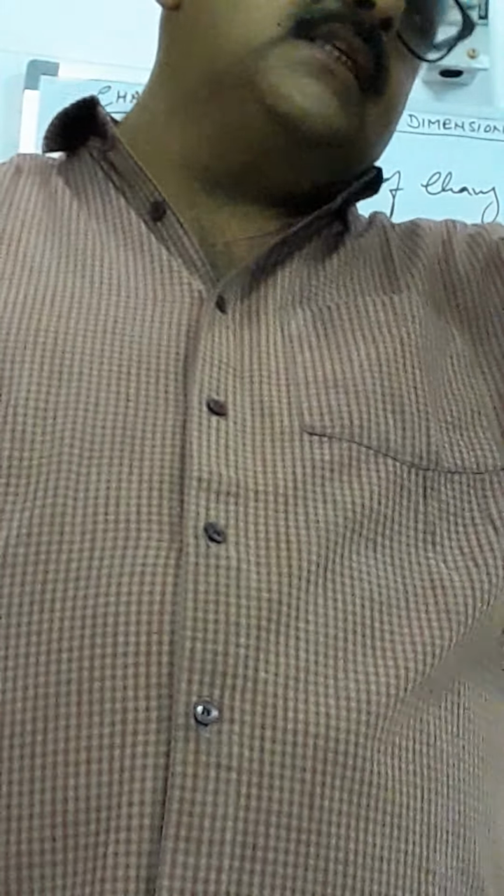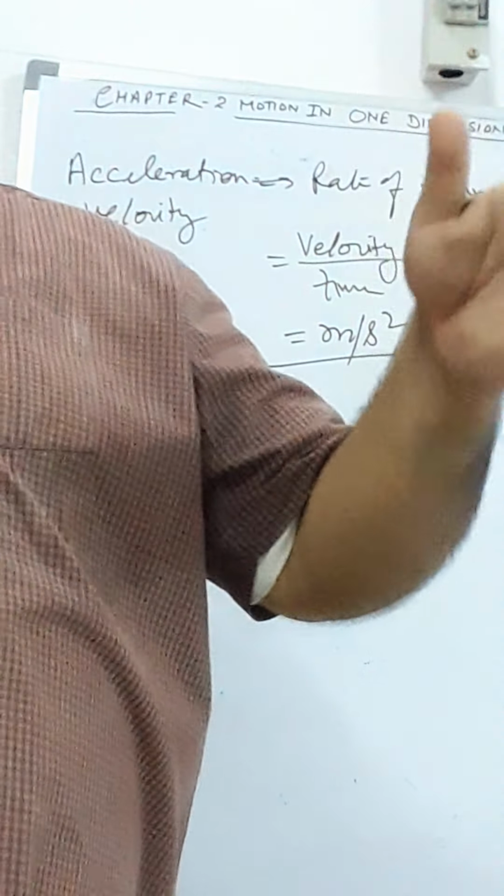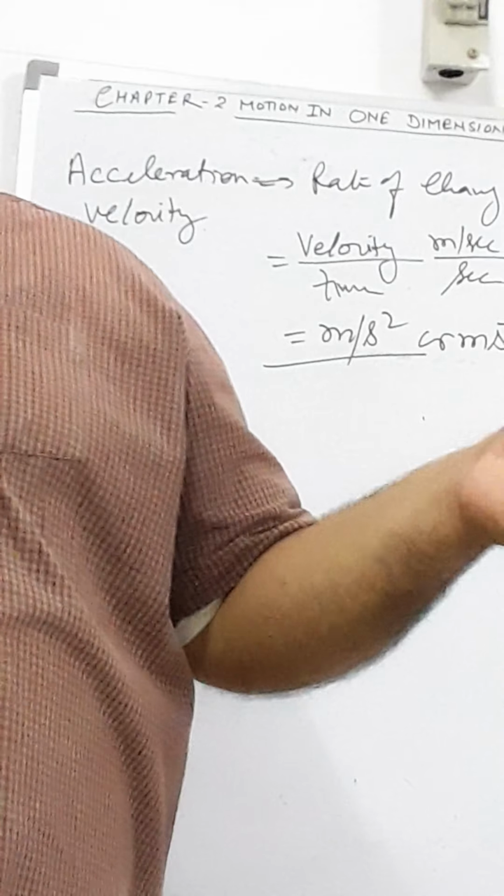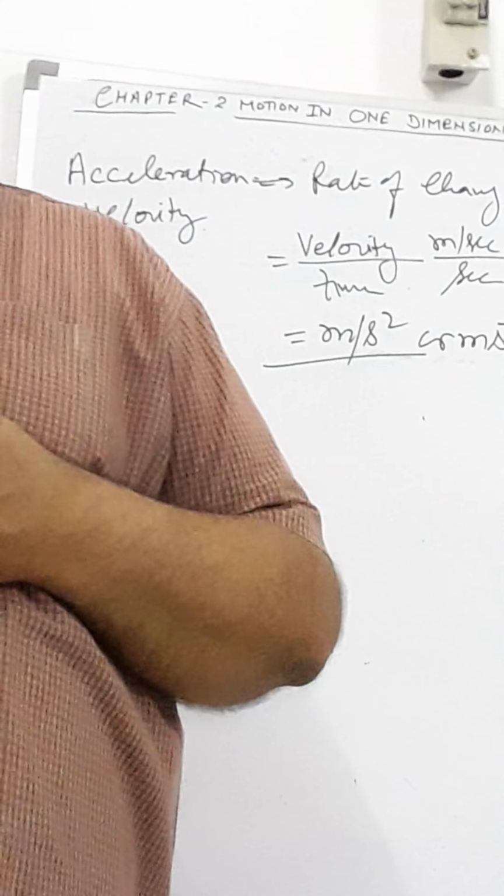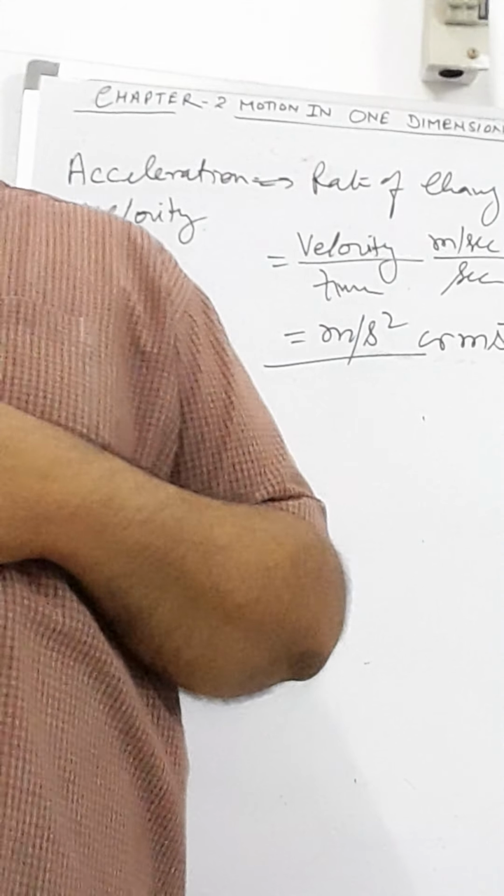If, on seeing the red signal, the driver removes the foot from the accelerator, gradually the vehicle slows down and comes to rest at the red signal. Clear? So this is retardation, the unit will be the same. But in retardation cases, the value will come negative. The negative sign shows that the body is a retarding body.